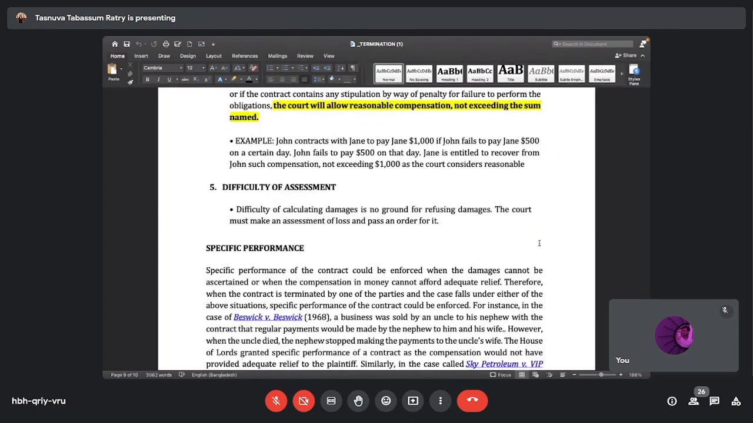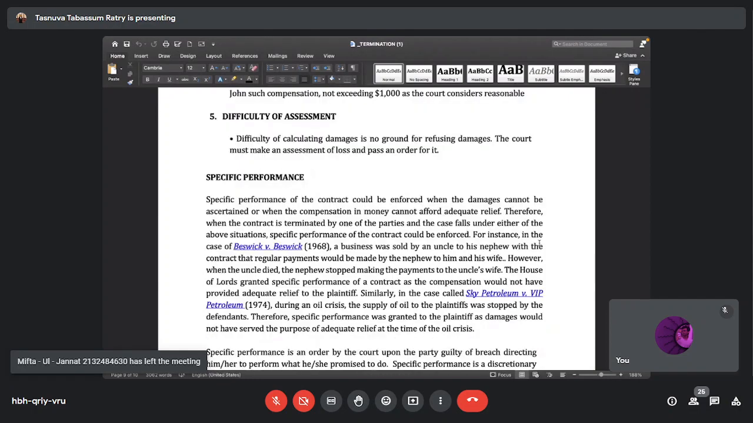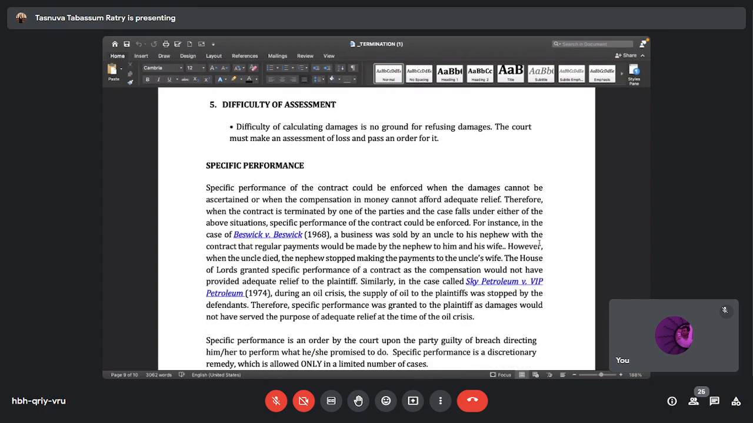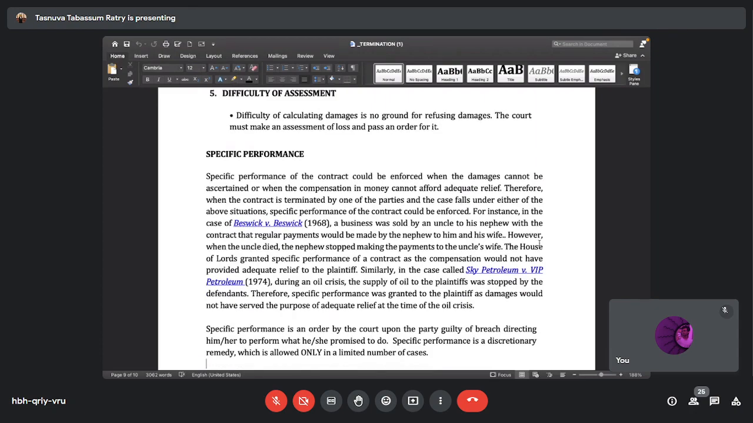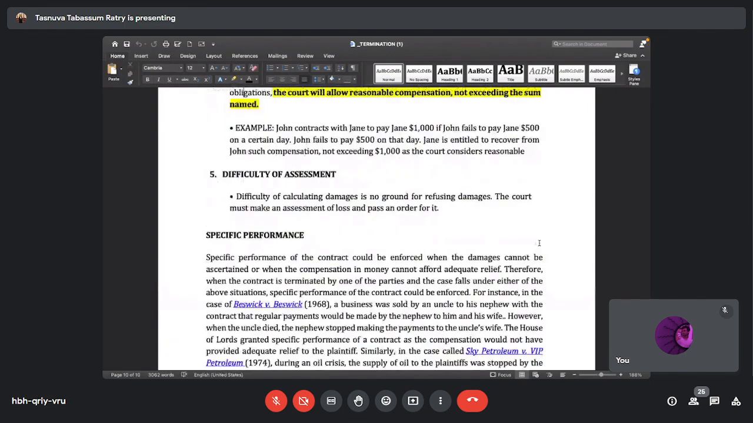Last, sometimes it is difficult to calculate damages. In that case, the court makes an assessment by themselves. They make an assessment and award a reasonable amount to the aggrieved party for damages. Whenever it's difficult to calculate damages, the court usually gets involved, makes an assessment of losses and passes an order for damages. That's all for monetary compensation.